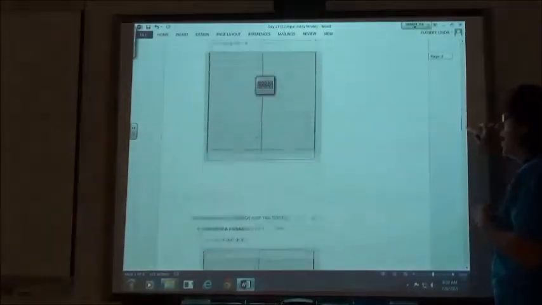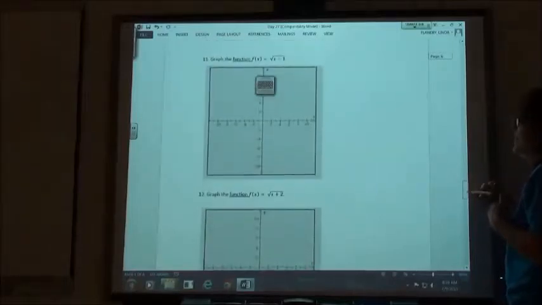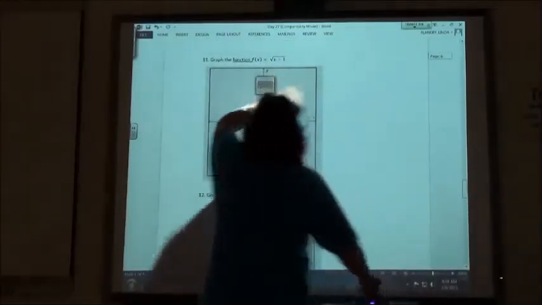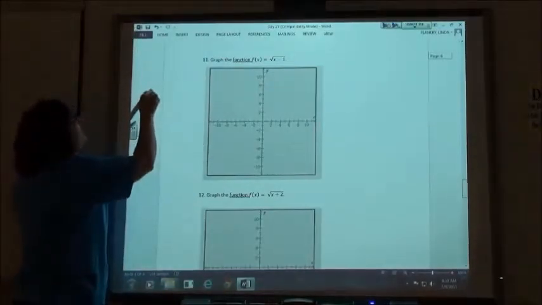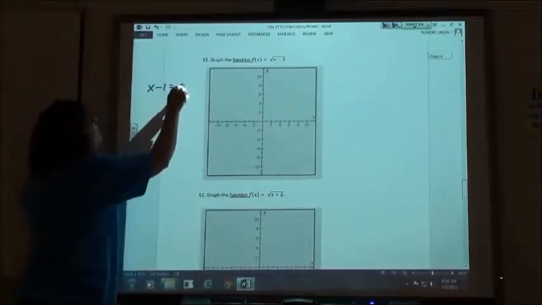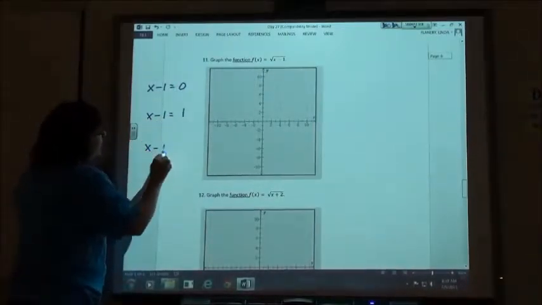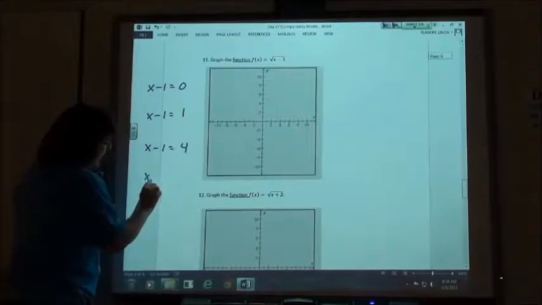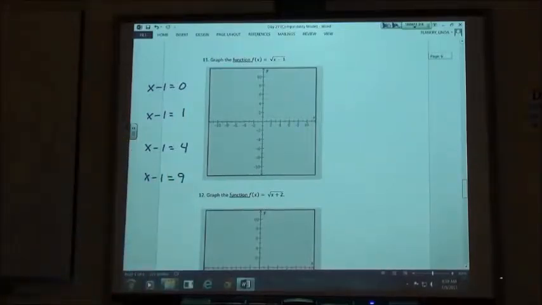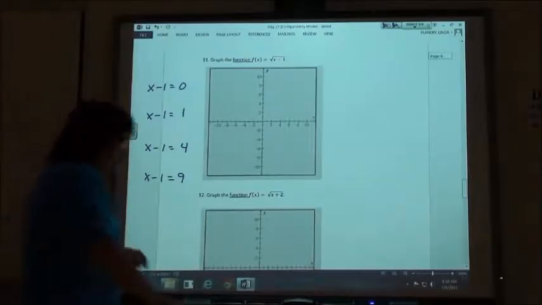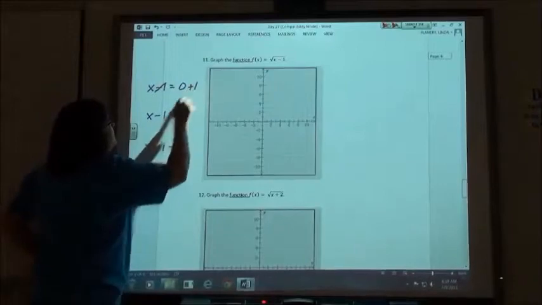So when you have the next one, they're going to have you do this. The x minus 1 is all under the square root. So we want x minus 1 to equal 0, x minus 1 to equal 1, x minus 1 to equal 4, and x minus 1 to equal 9 because we want perfect squares ending up under our square roots. So if we solve each of those, we're just going to add 1.